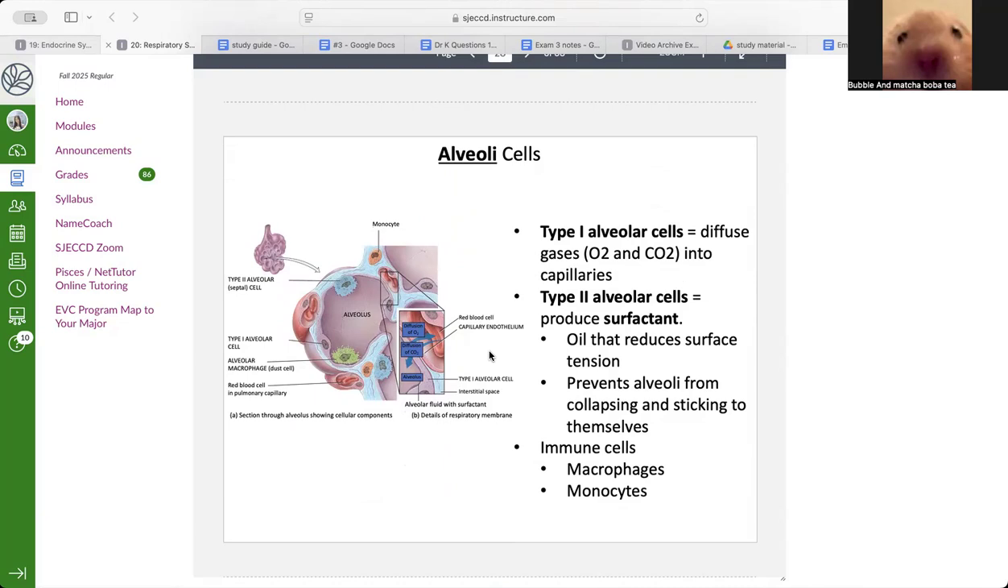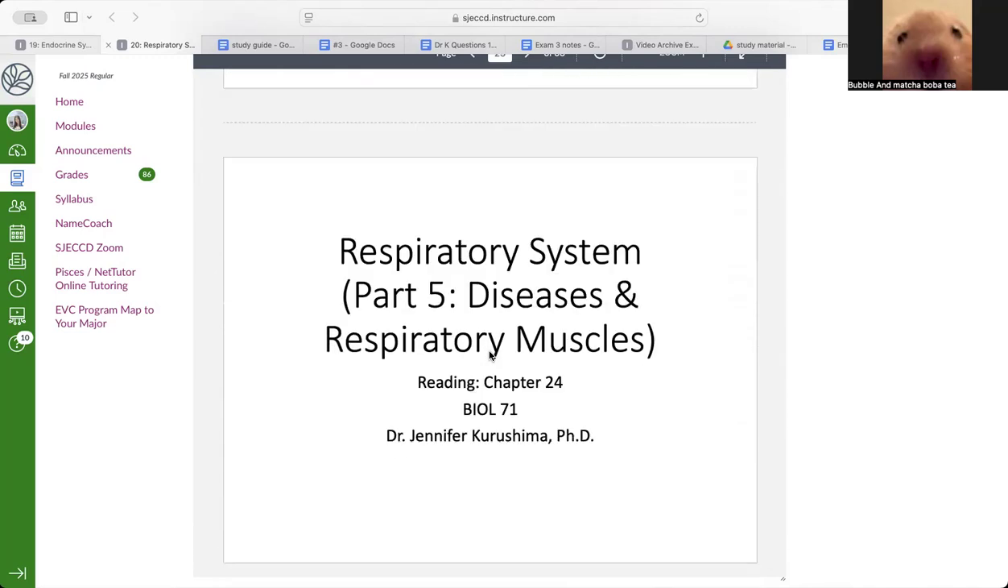So when you drown, right? When you breathe in pool water, it removes the surfactant. Alveoli may stick to themselves and might not open back up, and can rupture. We also have immune cells. There's no mucus and cilia down there except for immune cells. Macrophages are large immune cells that engulf the pathogens, and the monocytes are there ready to convert themselves to become macrophages.